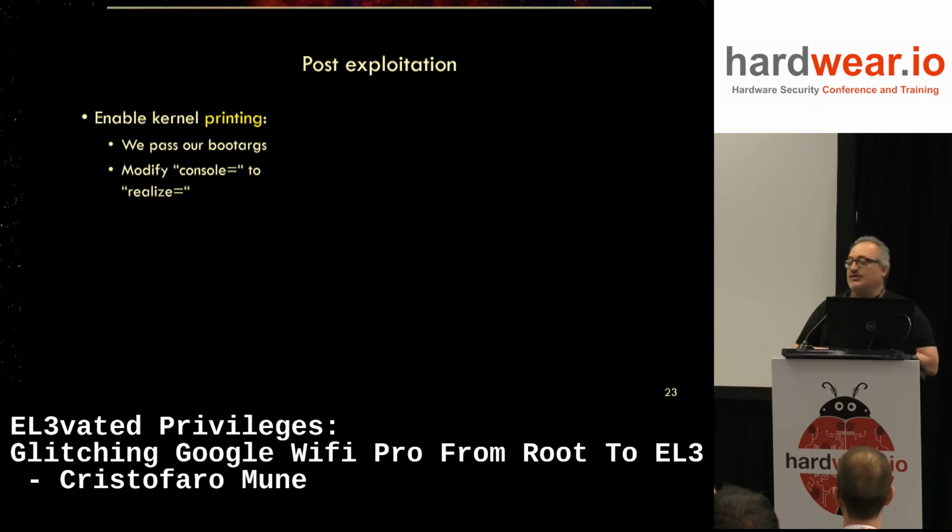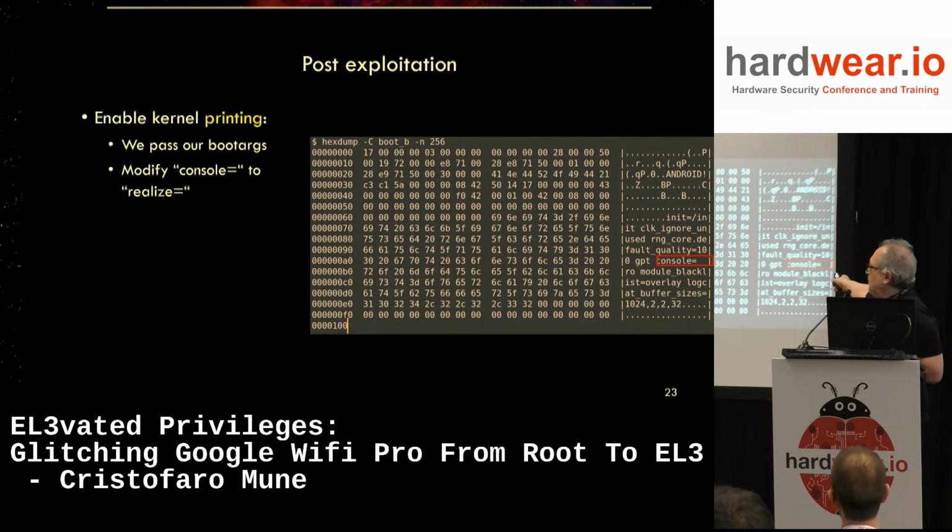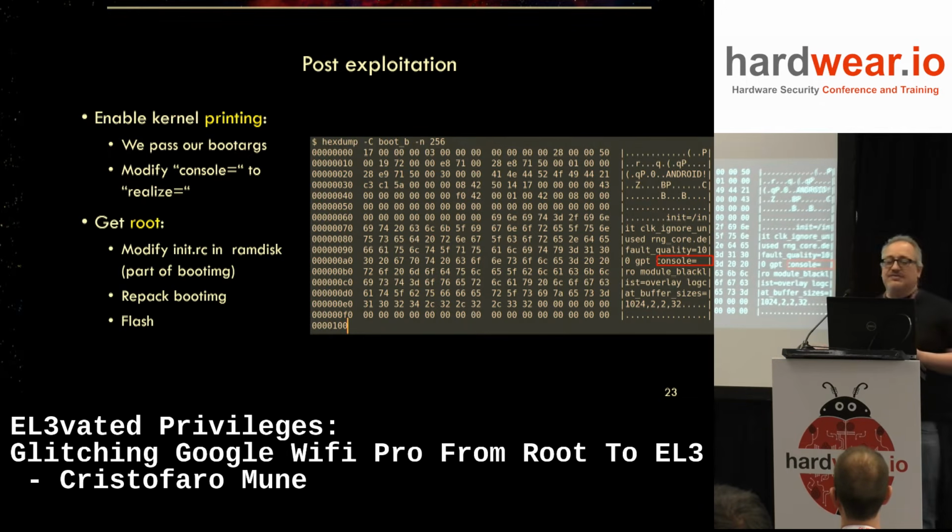For example, we can pass our own boot args. The console variable, which is passed to the kernel, is empty, and that's the reason why the kernel doesn't print. So what we did is replace that console variable with another variable name. In this case, it was realize. If you replace console equals nothing with realize equals nothing, console is still not assigned, and this means that the kernel will start printing. So it was really as simple as this.